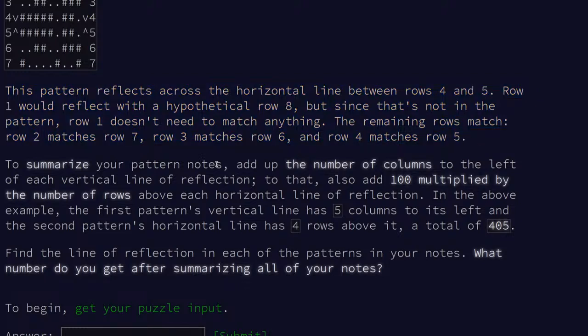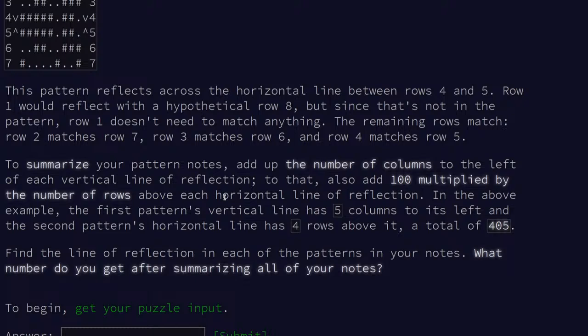To summarize your pattern notes, add up the number of columns to the left of each vertical line of reflection. To that also add 100 multiplied. Okay, if we do this for a fixed vertical line, we need to add the number of columns to the left of that, plus 100 multiplied by the number of rows above each horizontal line. For each pattern we need to sum up all the results, right?